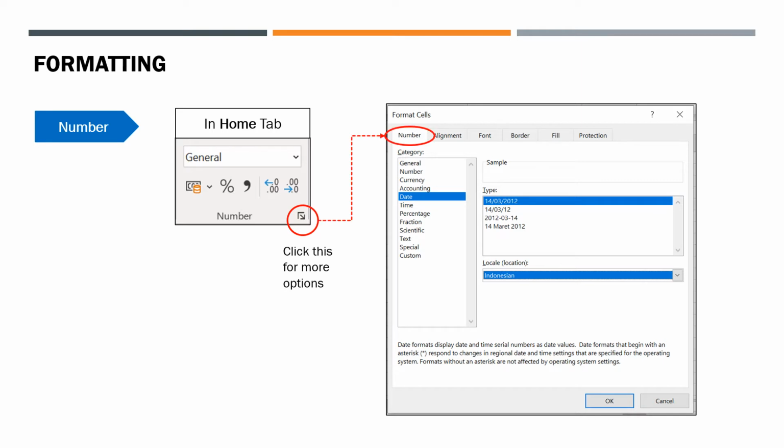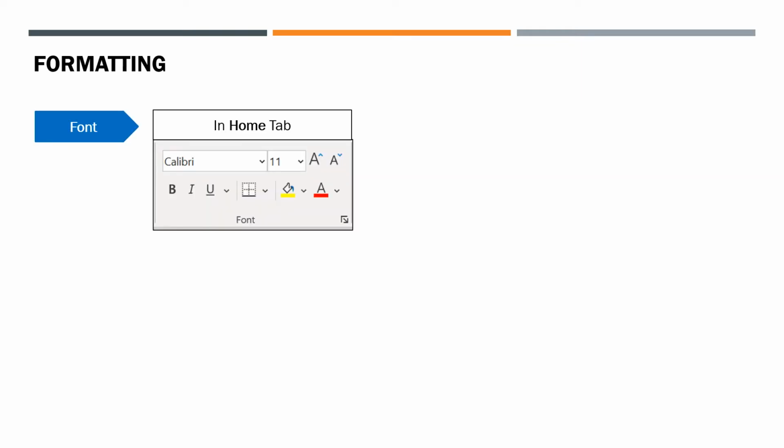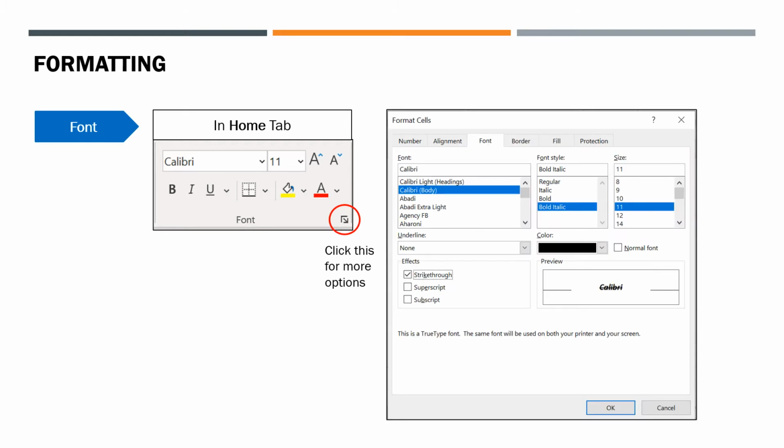And you can also format your font for your worksheet appearance. For instance, you are going to choose Calibri, the size is 11. You can also click the arrow pointing downward, and just choose which font you are going to use, and the font style, whether it is regular, italic, or bold italic, and also the font size that you are going to choose. And if you want strikethrough, superscript, and subscript, you can also add those.